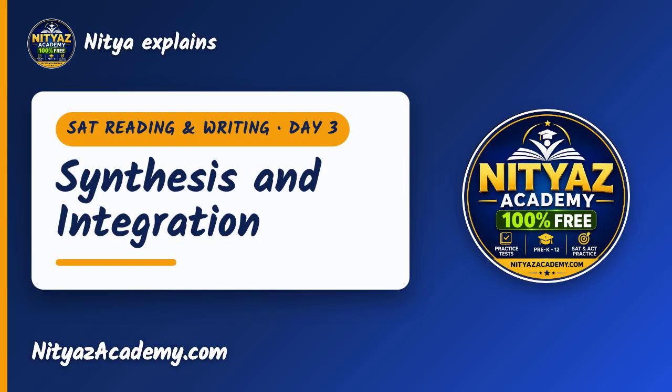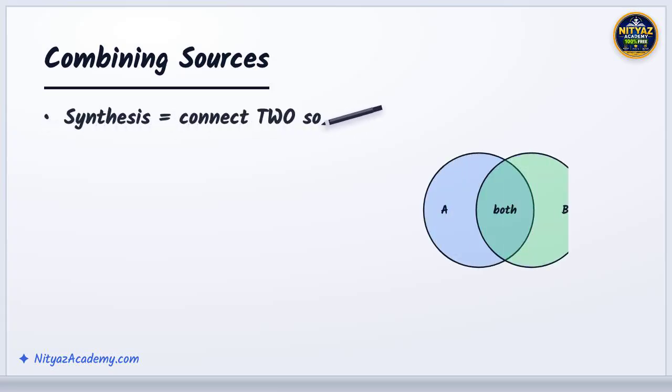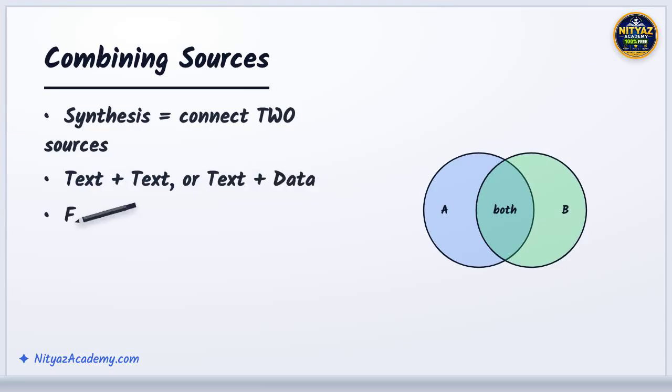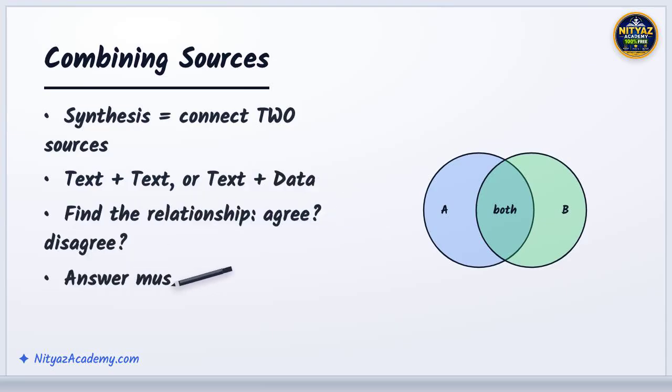Let's learn synthesis and integration together, step by step. Hi again. Synthesis questions ask you to combine two sources, either two short texts or a text paired with a graph. Your first move is to find the relationship between them. Do they agree, disagree, or add to each other? The correct answer must fit both sources at once. A choice that matches only one of them is a trap.